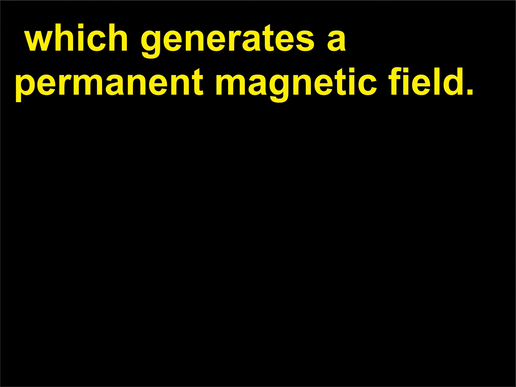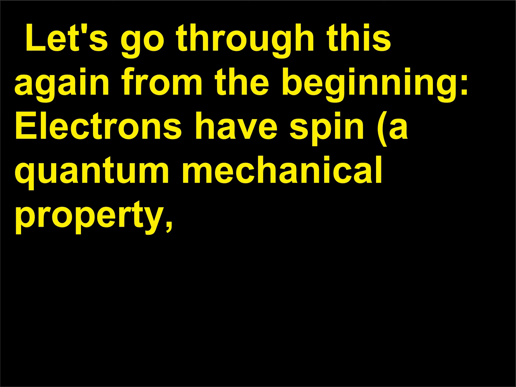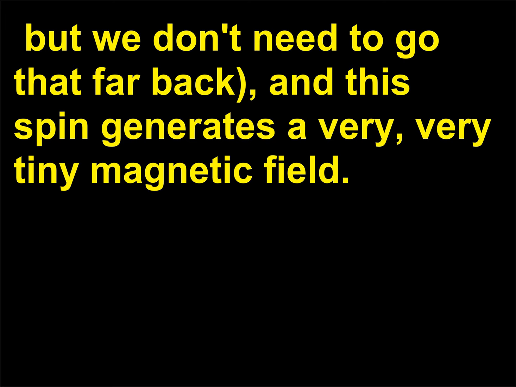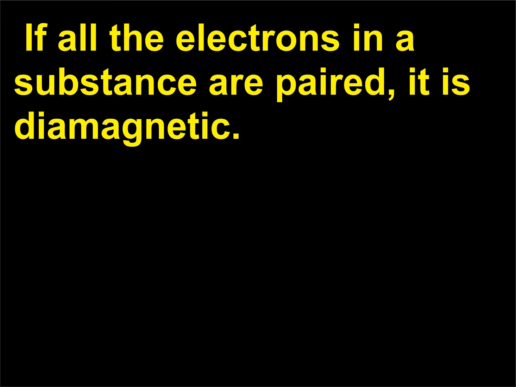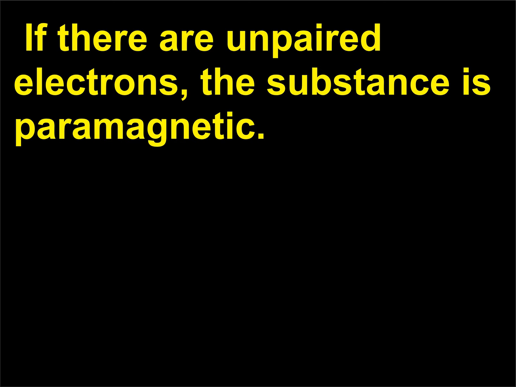Let's go through this again from the beginning. Electrons have spin, a quantum mechanical property. But we don't need to go that far back, and this spin generates a very, very tiny magnetic field. If all the electrons in a substance are paired, it is diamagnetic. If there are unpaired electrons, the substance is paramagnetic.